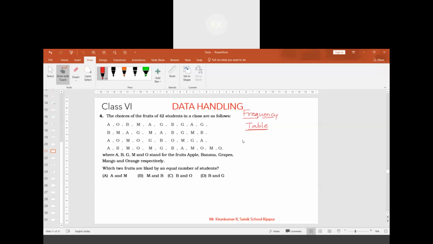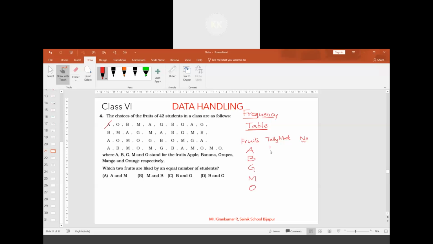Here I will mention the fruits, here I will mention the tally marks, and here I will mention the numbers. If I consider apple first, banana next, grapes, mango, and oranges, I will make the tally marks now. You just observe. I'll cross this A.